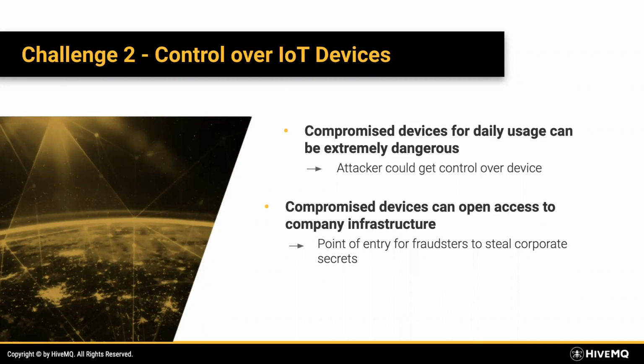Which means if you lose control over your IoT devices, or the IoT devices that are connected to your MQTT broker, and an attacker could get control over the device, this could be extremely dangerous. Just imagine that your IoT device controls parts of your car, like the steering or the brakes or whatever, and an attacker now has control over those things. That could be extremely dangerous.